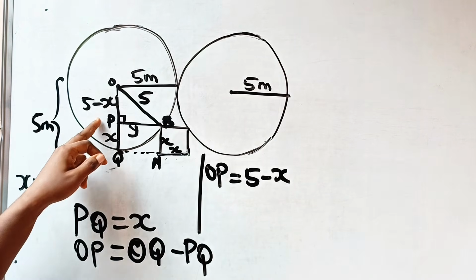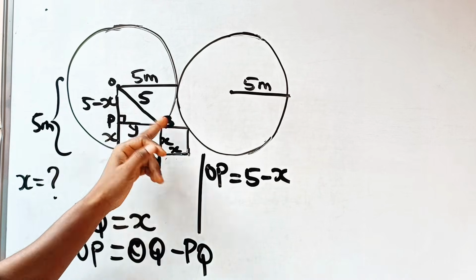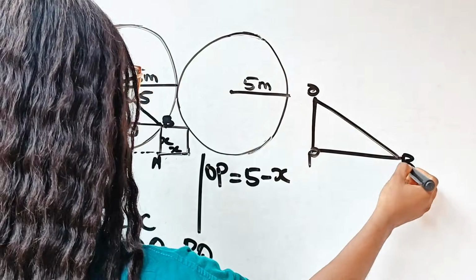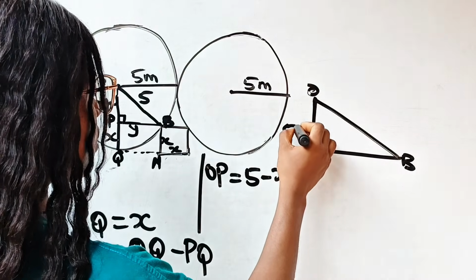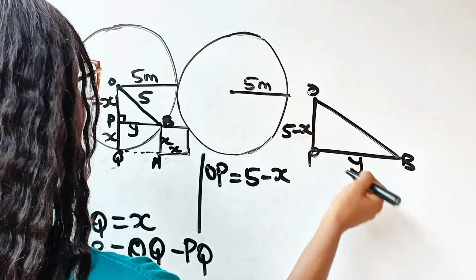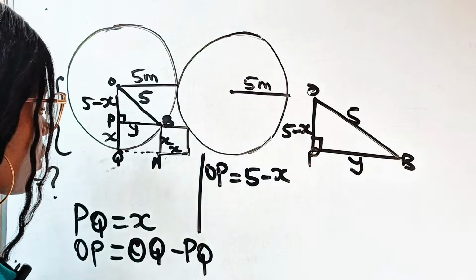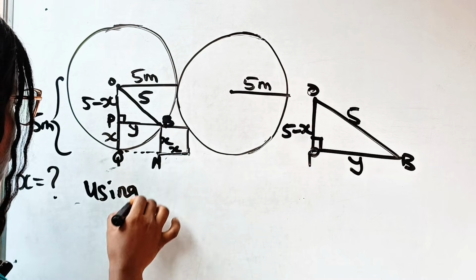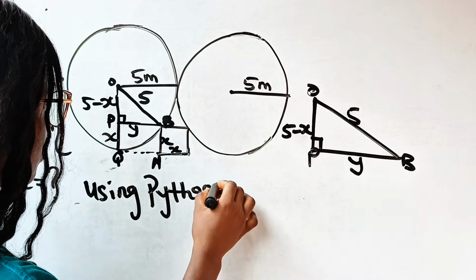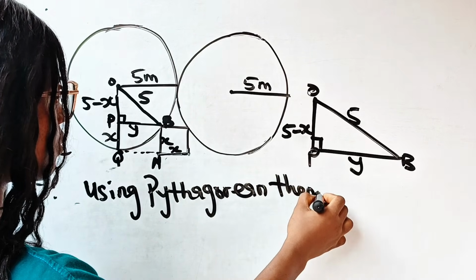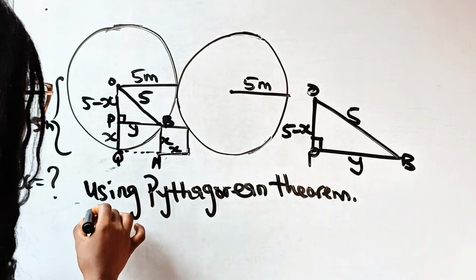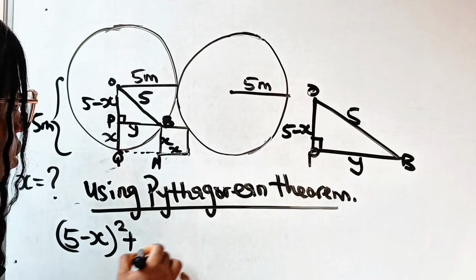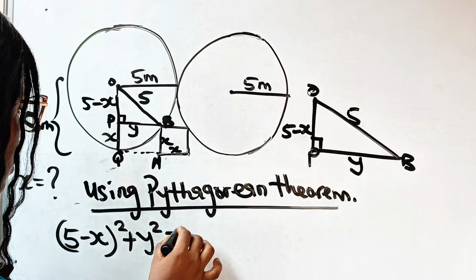All right. Now when you look at this, let's draw out this triangle that we formed. We have O, we have P, and we have B. Now OP is 5 minus x, PB is y, and OB is 5. So using the Pythagorean theorem, you will have that 5 minus x squared plus y squared is equal to 5 squared.